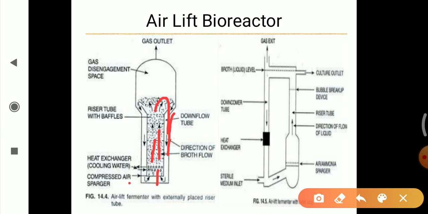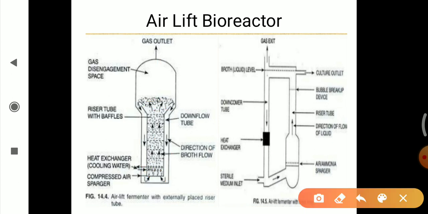From the sparger the air will come and it will circulate like this, and the circulation will go on. Due to the compressed air, this will lift up all the nutrients and the microorganisms that are present inside the fermenter, that is, the airlift bioreactor, and the remaining air will be exhausted from the top of the loop.